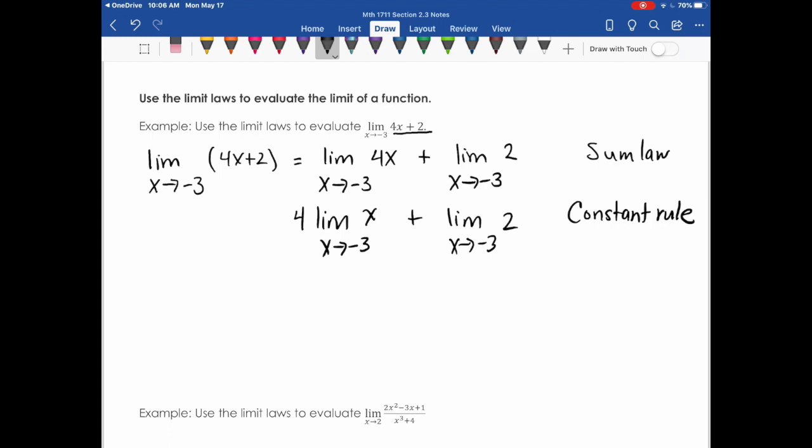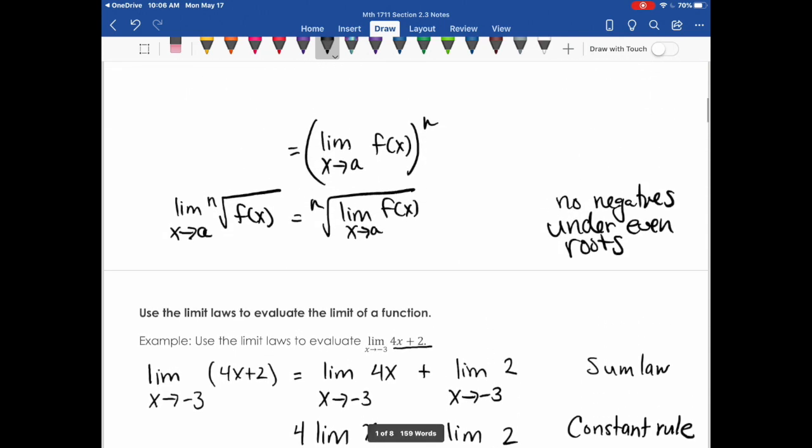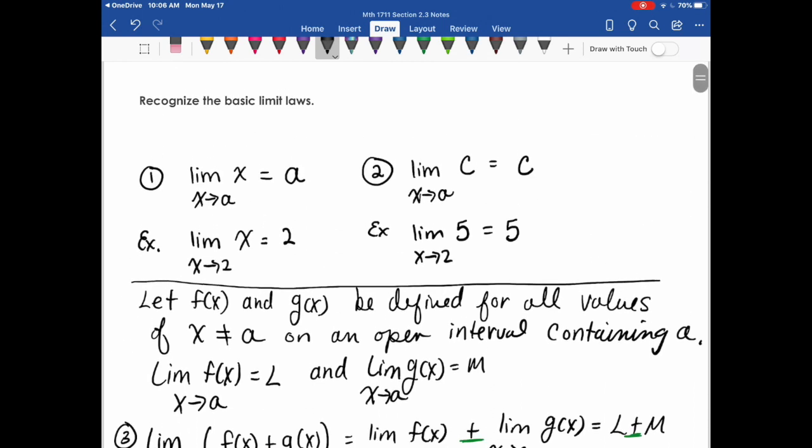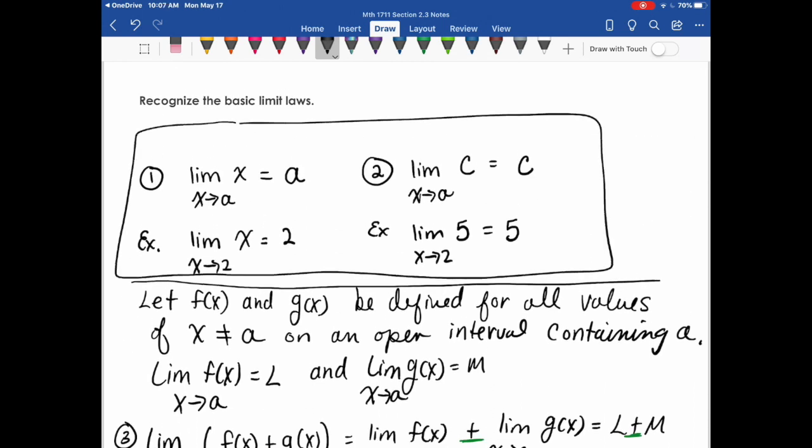And now I can just use the basic limit laws, the first two that we covered up here. Let me scroll back up here. These were the basic laws right here, that if I have the linear function x, I can just plug in a to find my limit. And if I have a constant function, no matter what that value of a is, it's going to be the value of that constant.